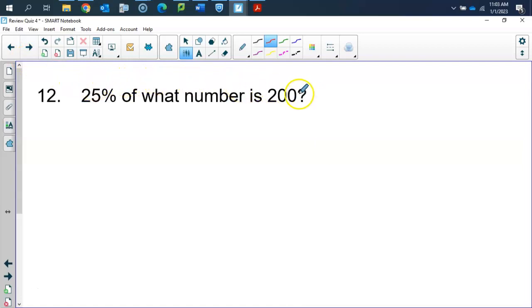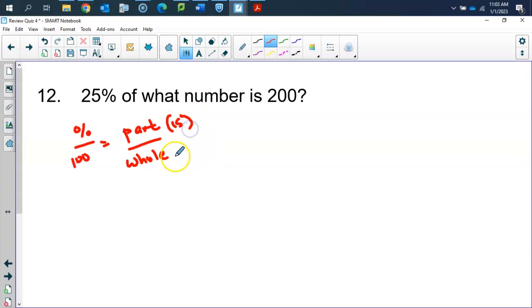25% of what number is 200? Go. Well, I would use a percent proportion. The percent proportion is percent over 100 equals part over whole. Now, in problems like this, the part is always going to be closer to the word is. The whole is always going to be closer to the word of. So 25% would be 25 over 100. Always put the percent first. Equals, of what number is 200.